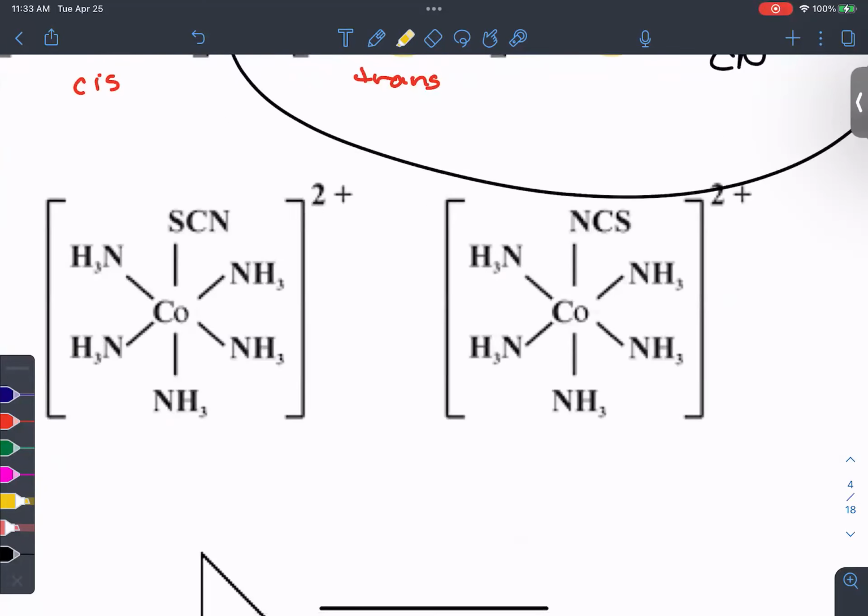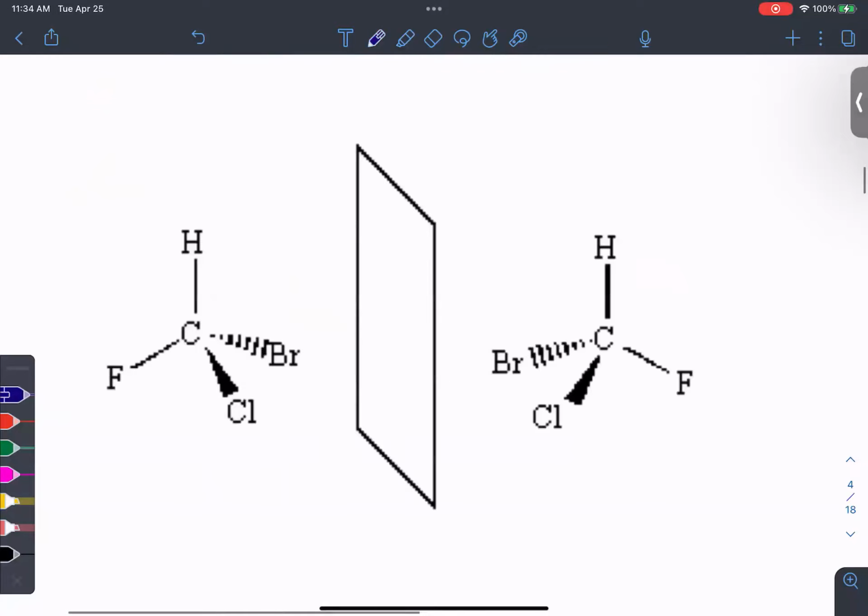This one, how do they differ? Right there, linkage, yes, because here in thiocyanide the lone pair is coming from the sulfur, and the other one's coming from nitrogen. Again, you'll see those isomers have the exact same formulas, just how they're bonded is different. Cool. These two.